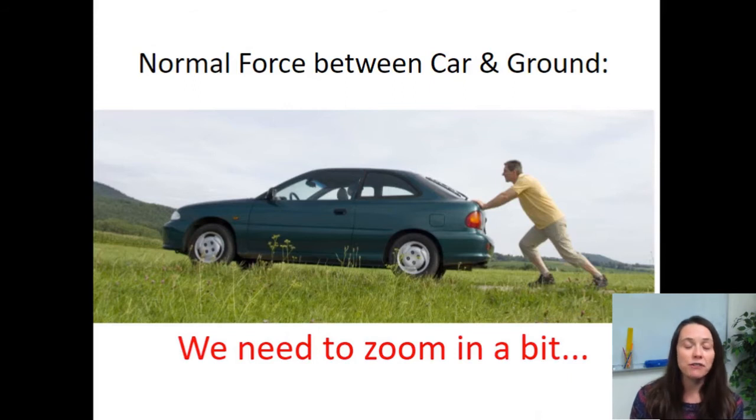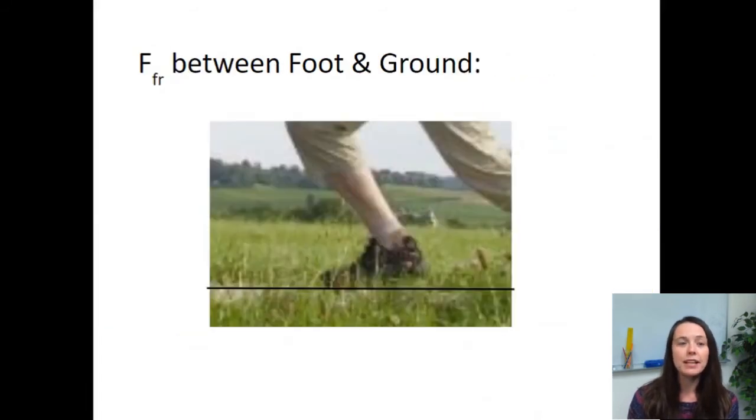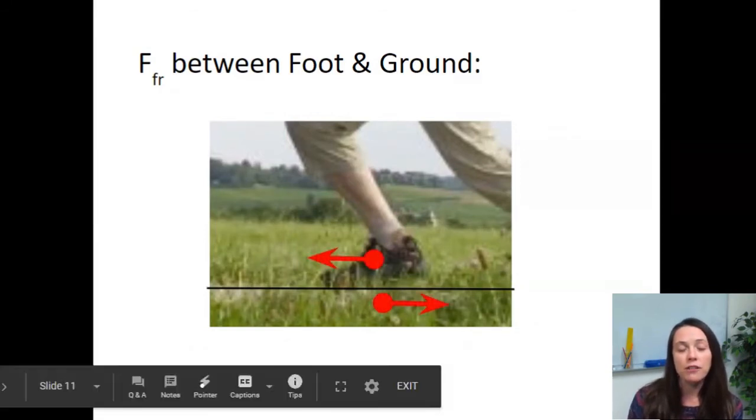If we consider the first diagram we looked at, we will need to zoom in just a little bit to see the force of friction. Let's look at the force of friction between the man's foot and the ground. Notice that the ground is drawn in here with a black line. The force exerted by the ground on the man's foot is parallel to the ground and pushing forward. The man's foot is also pushing on the ground in a direction that is parallel to the ground but moving backwards.